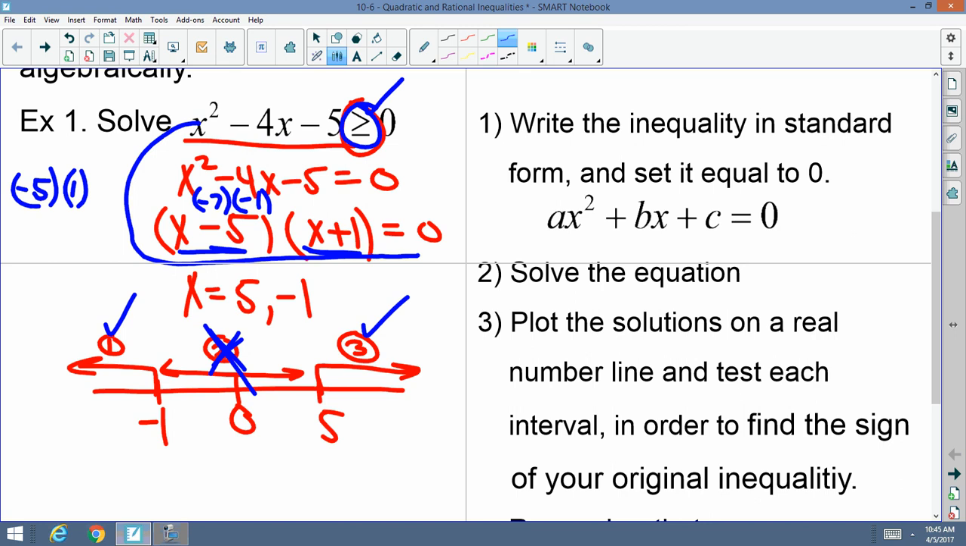It's a positive. Positives are greater than 0, so that one works. So my solution is from negative infinity to negative 1, bracket, in union with bracket 5 to positive infinity. Okay? Now, what does that mean on the graph?